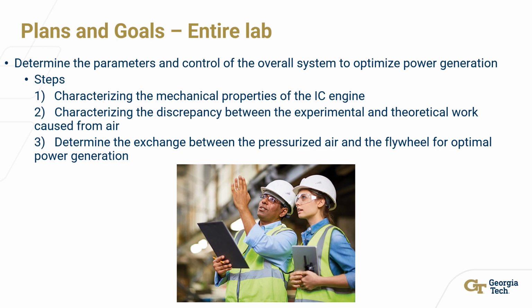So now I'll talk about the plans and goals of the entire lab. The overall goal is to determine the parameters and control of the overall system to optimize power generation. The steps we have to do to complete this goal are first to characterize the mechanical properties of the engine. Next, characterizing the discrepancies between the experimental and theoretical work caused from air. And third is to determine the exchange between the pressurized air and the flywheel for optimal power generation.